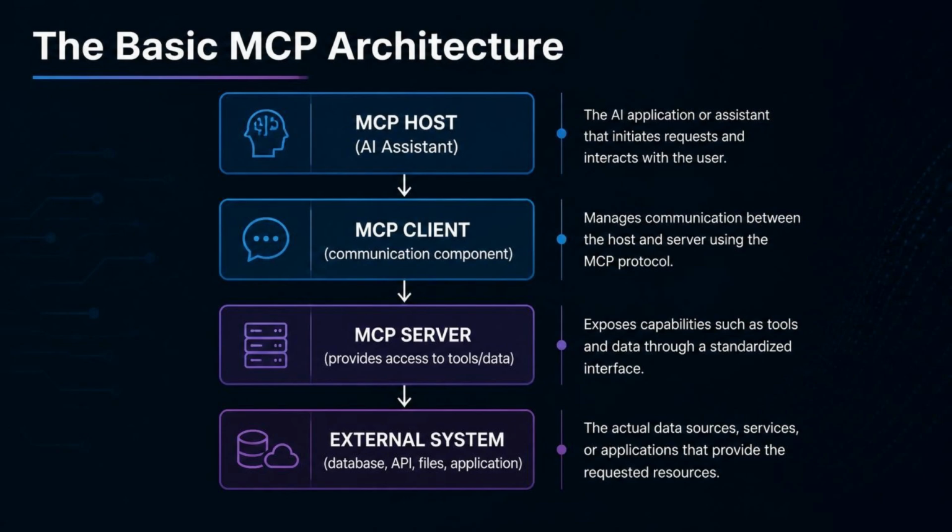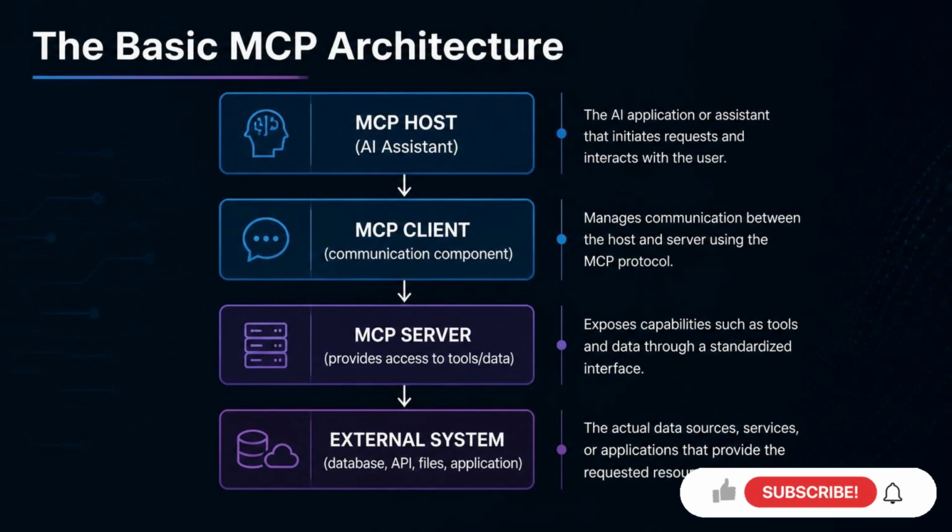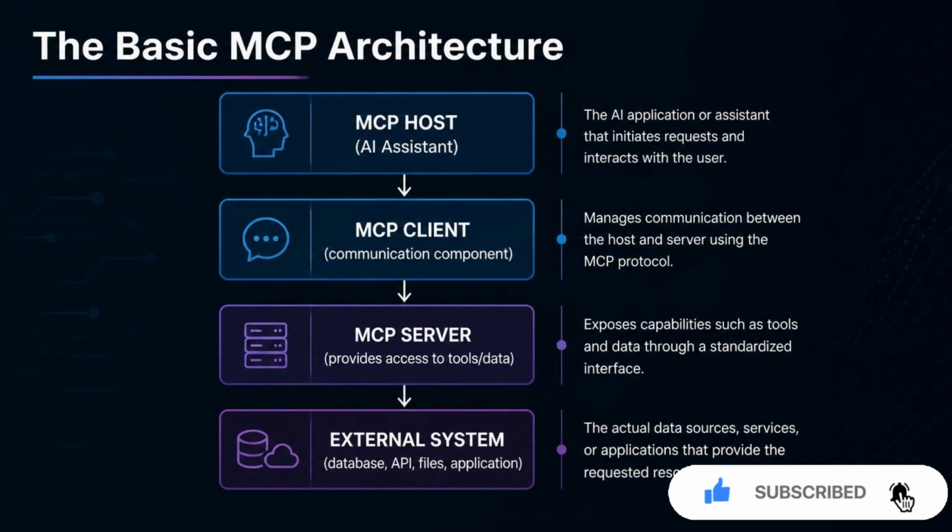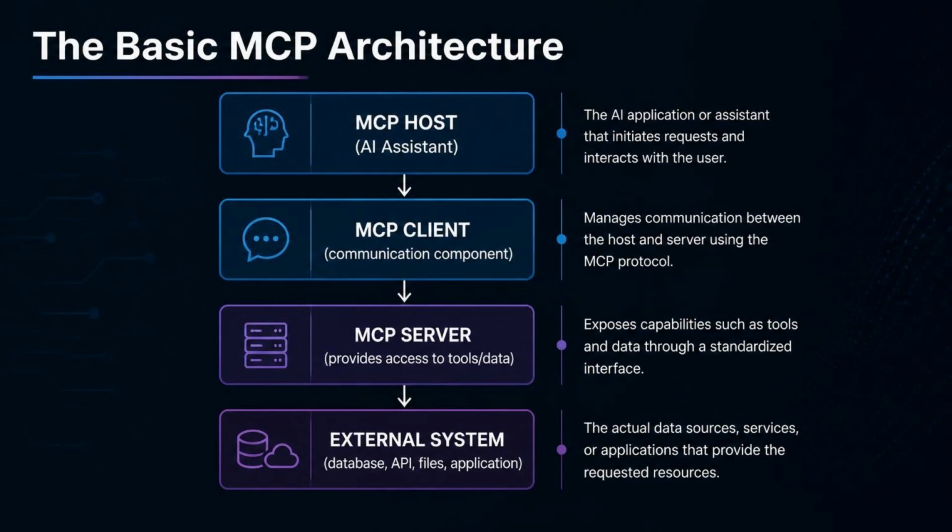Now let's look at the basic MCP architecture. There are three important concepts to understand: the host, the client, and the server. The host is the AI application that the user interacts with. Inside that host, an MCP client manages communication with MCP servers. And an MCP server provides access to specific tools, resources, or other capabilities. So the basic flow is AI application, MCP client, MCP server, and finally the external system.